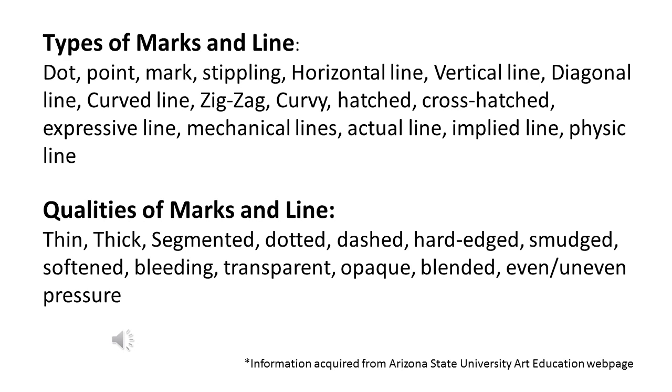So types of marks and lines could be dot, point, mark, stippling, horizontal line which runs from left to right, vertical line which runs top down to bottom, diagonal line, curved line, zigzag, curvy, hatched and crosshatched, which we haven't really talked about yet, but we will get into, handwriting, calligraphy style line, expressive line, mechanical or ruled lines, parallel lines, actual line, implied line, and psychic line.